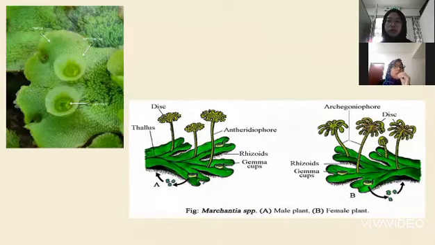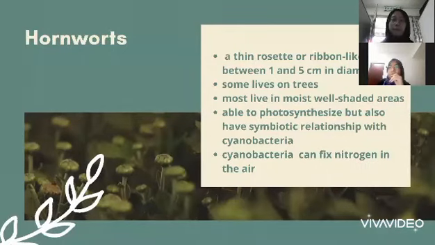As you can see in the picture, there is a thallus and gemma cups that contain gemmae. Second, you can see the male gametophyte, which is antheridia, and the female gametophyte, which is archegonia.